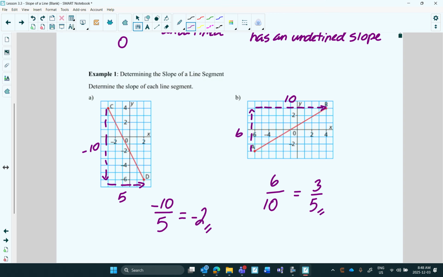Yes, because if you started at B and went down, you would have negative 6. And then you move to the left 10, so that's negative 10. So negative 6 divided by negative 10 also gives you 3/5. Yeah, that's fine.